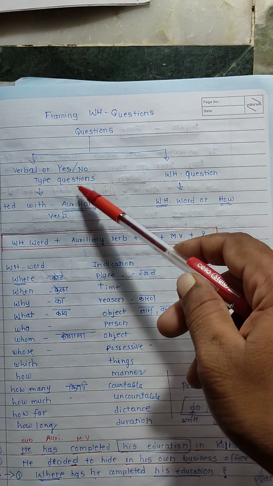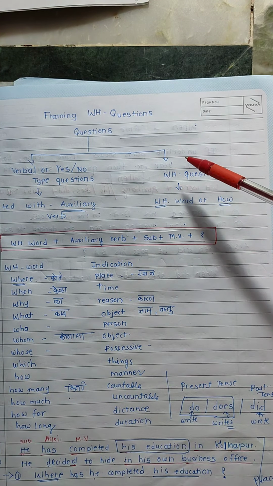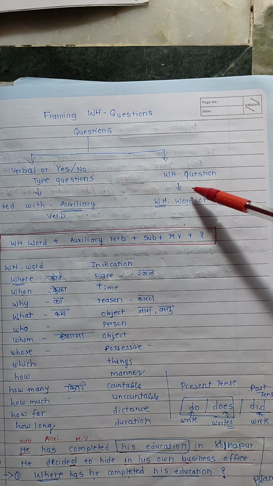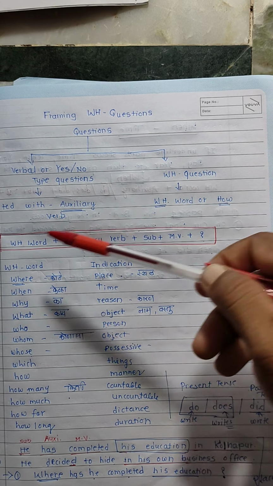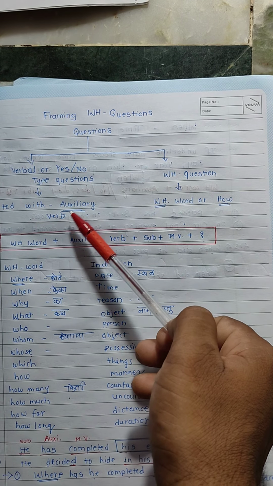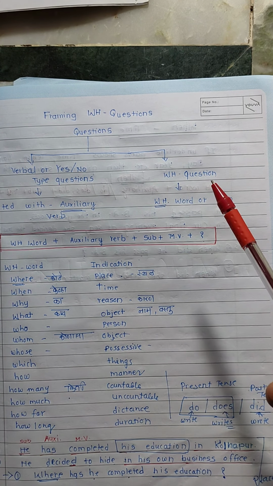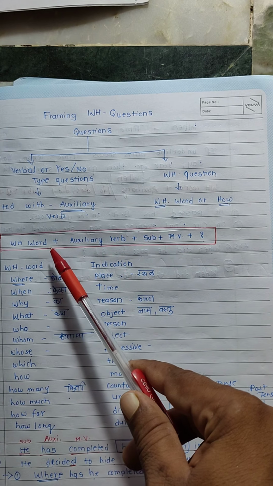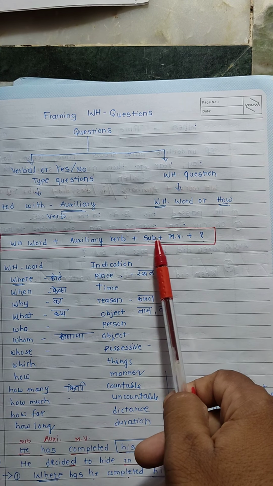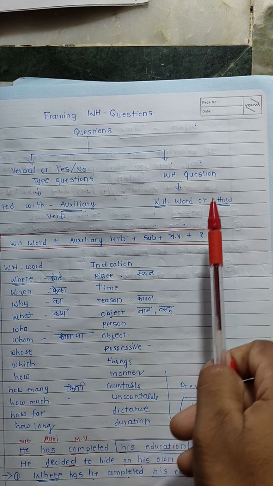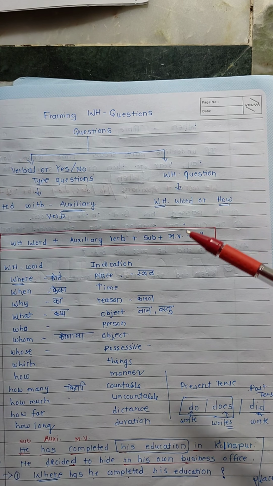Questions have two types. First is verbal or yes-no type question. Second type is WH questions, and WH questions always start with WH words like who, what, where, when, why and how. And verbal questions start with an auxiliary verb. In framing WH questions, the construction is WH word plus auxiliary verb plus subject plus main verb plus question mark. So that's the pattern mainly we use while asking WH questions.